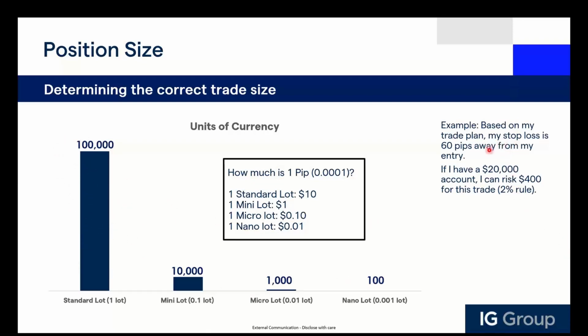Okay, so for example, if you know that your stop loss is 60 pips from your entry and you have a $20,000 account, and based on the 2% rule you have the flexibility to risk $400 for this trade, clearly you already know your entry, you know your stop loss, and your account size is straightforward. And you know that 2% of your account size is $400. So how big of a trade should I enter? This is what we are looking to calculate.